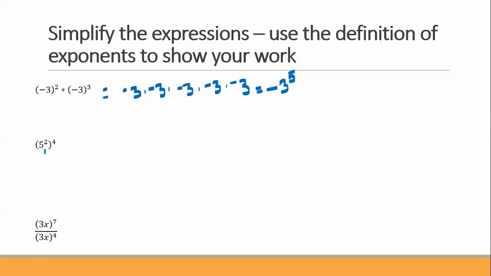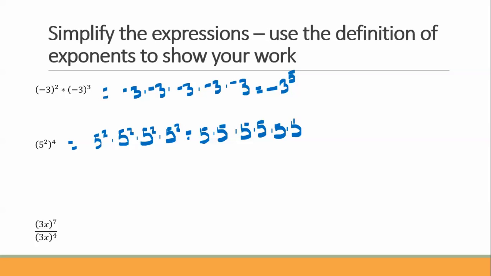This is 5 squared to the 4th power. So that means we're going to write it out. That's 5 squared times 5 squared times 5 squared times 5 squared. Writing that out further, that's 5 times 5 for our first 5 squared, 5 times 5 for our second 5 squared, 5 times 5 for our third 5 squared, and 5 times 5 for our fourth 5 squared.